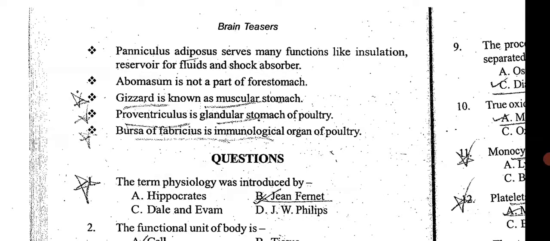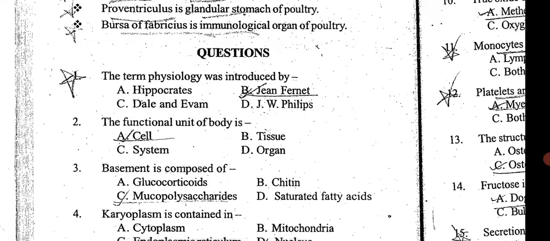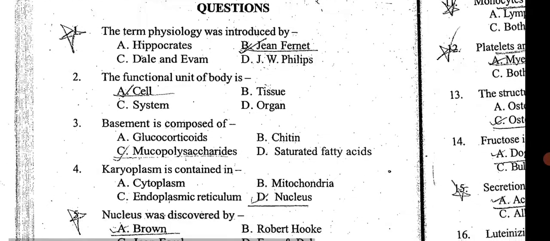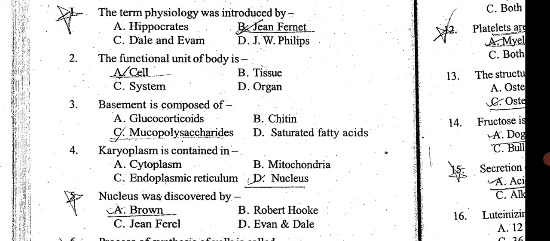Bursa of Fabricius is the immunological organ for poultry. The term physiology was introduced by Jean Fernel. The functional unit of the body is the cell.